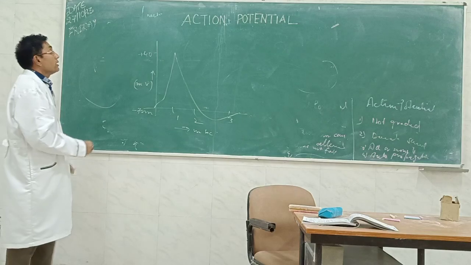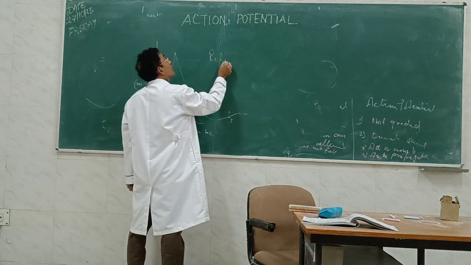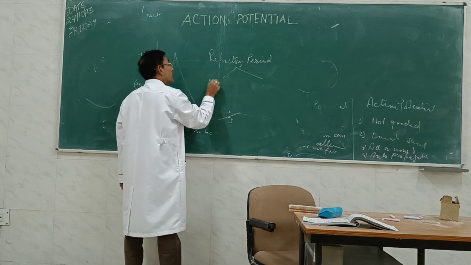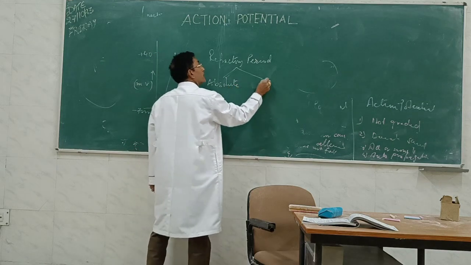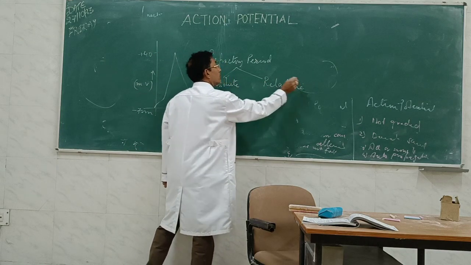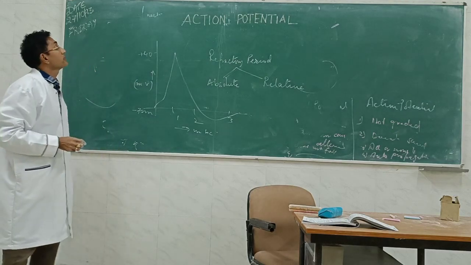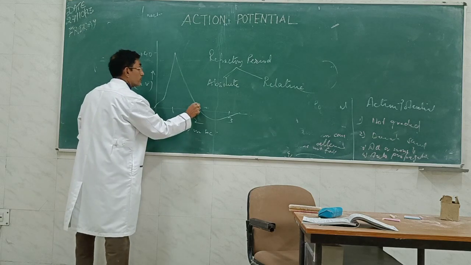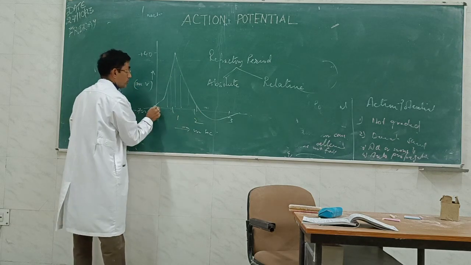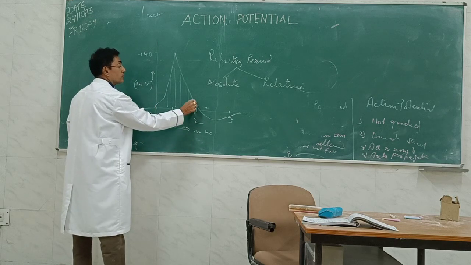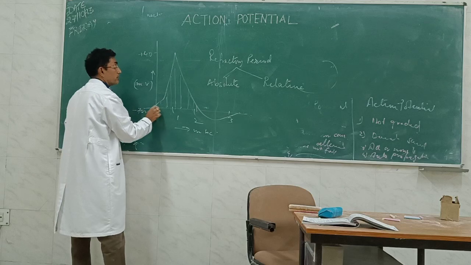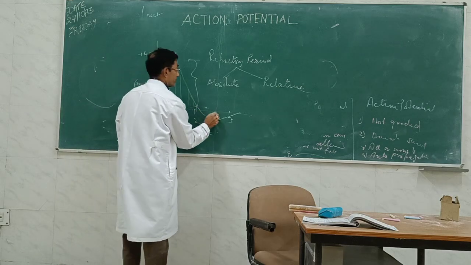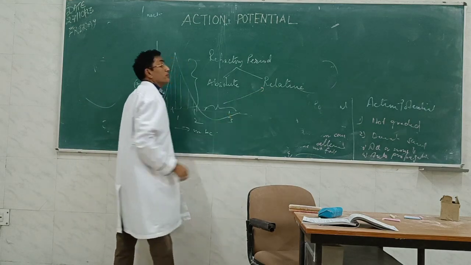Now, the refractory period is of two types: absolute refractory period and relative refractory period. The first two-thirds of the period comes under the absolute refractory period, and the rest is the relative refractory period.